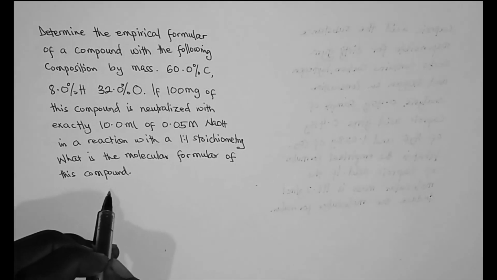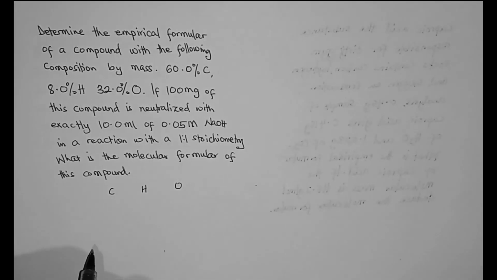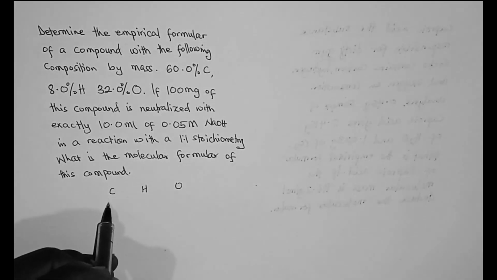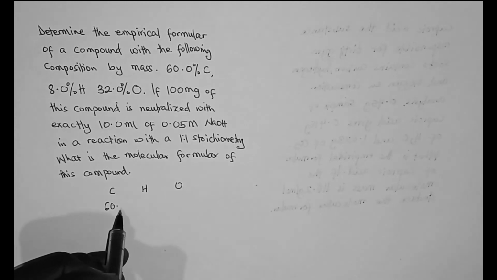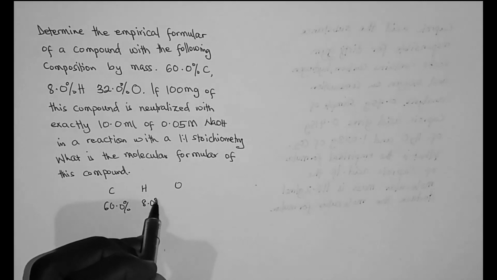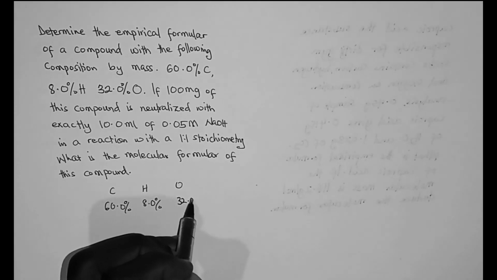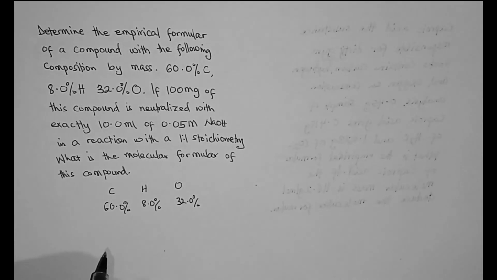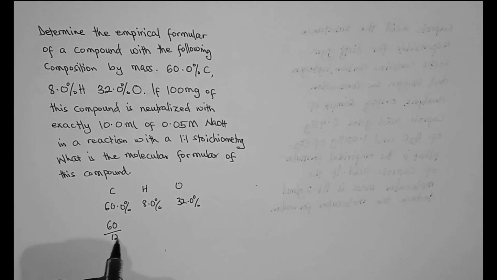So the compound is CHO, and then the composition of carbon is 60.0%, then hydrogen is 8.0%, then oxygen is 32.0%. So the next thing is to take the various percentage compositions and divide by their relative atomic masses.